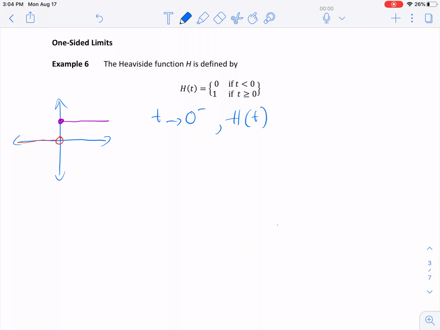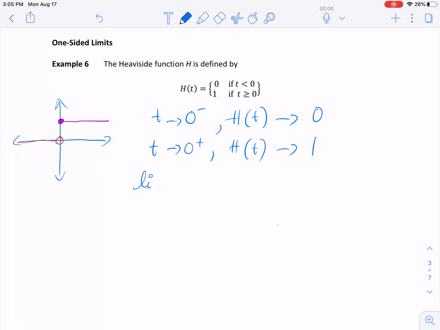h of t approaches 0. Now as t approaches 0 from the right, h of t approaches 1. So there's no single number that h of t approaches as t approaches 0.